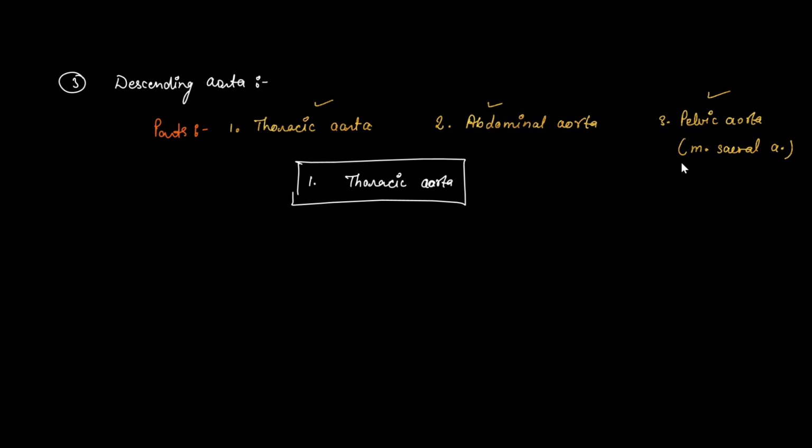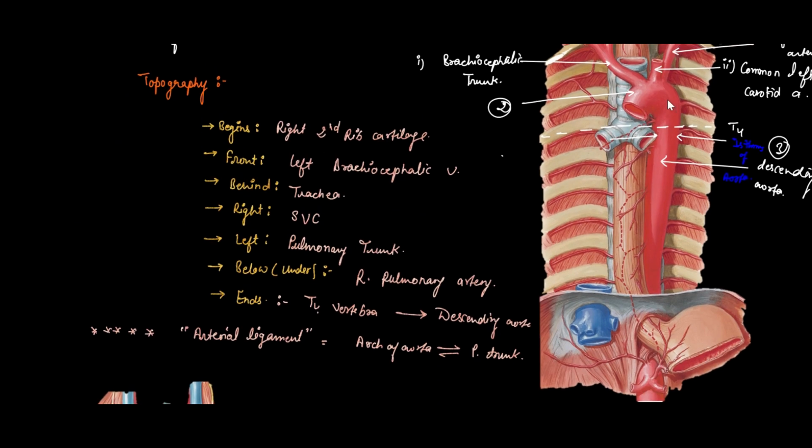Let's look at the topography of thoracic aorta. As this descending limb of arch of aorta reaches the lower border of the 4th thoracic vertebra, it gets transformed into the thoracic aorta. At this point, the thoracic aorta goes just left to the vertebral column. But when it moves through the posterior mediastinal area, it slowly moves towards the right side. And when it passes through the 2 cruras of diaphragm, it gets situated on the anterior surface of the 12th thoracic vertebra.